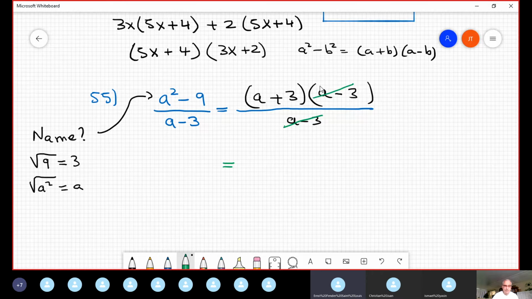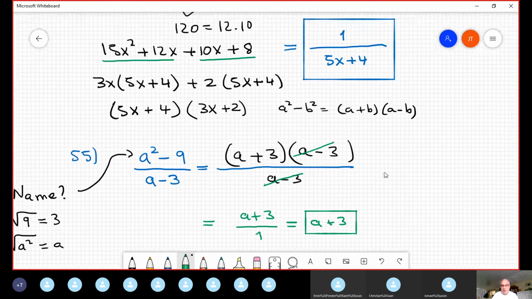A plus 3 in the top, and in the bottom there is nothing, so the bottom is 1, and 1 is invisible. Yeah, you can write it like that if you want, but it is more clear, more polite, like that. When the 1 is in the bottom, it's invisible. When the 1 is in the top, it cannot be invisible.